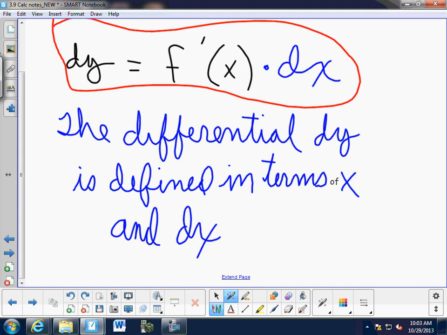Just kind of be able to read the vocabulary and not get freaked out. The differential dy, differential, the difference in the y. So the differential dy is defined in terms of x and dx. f prime of x is a function of x. So it's about the change in x and the place where you are, or I'm sorry, the steepness of the slope.